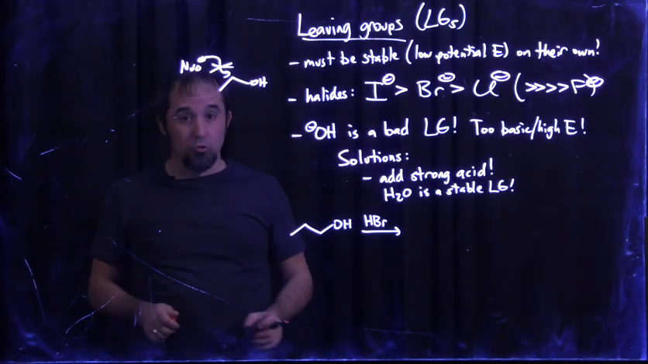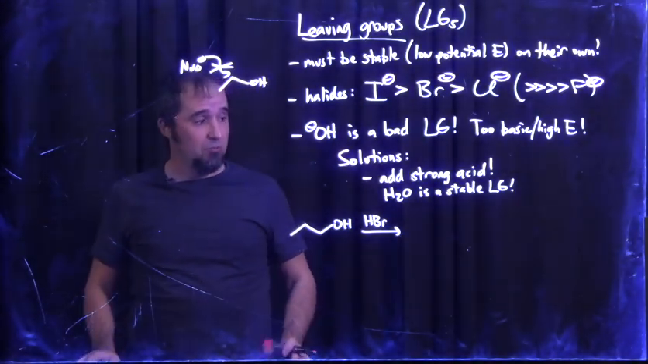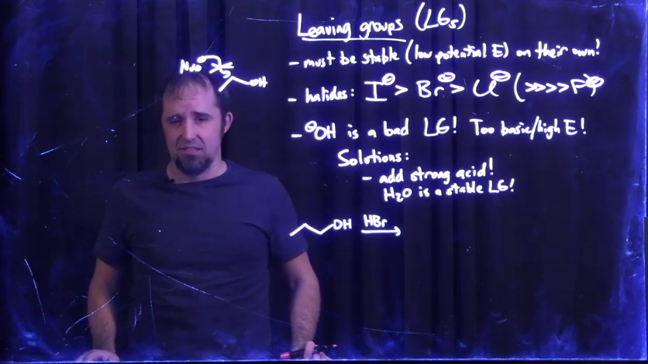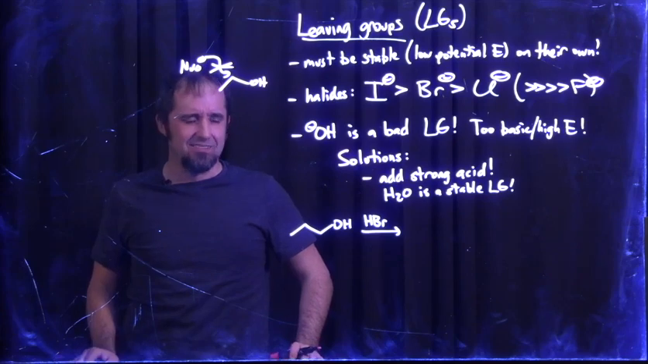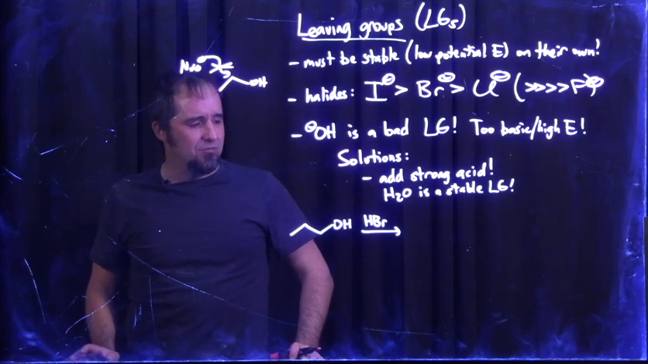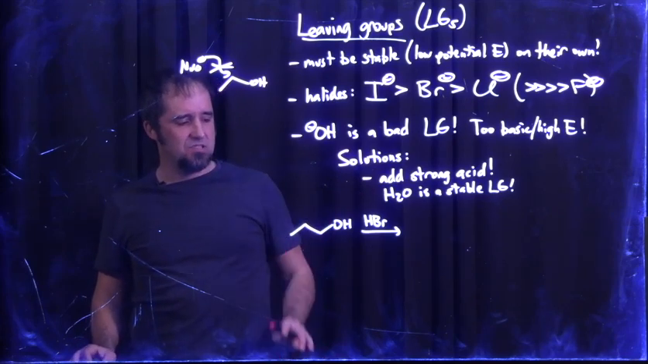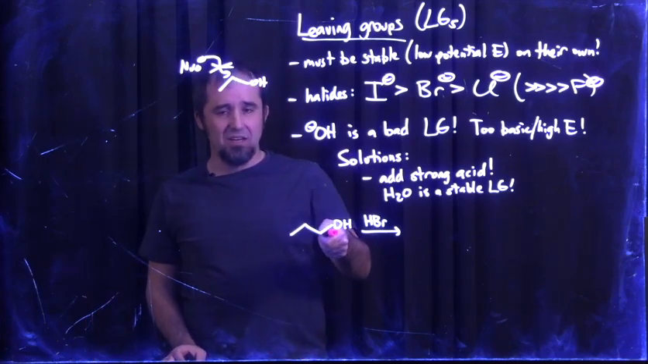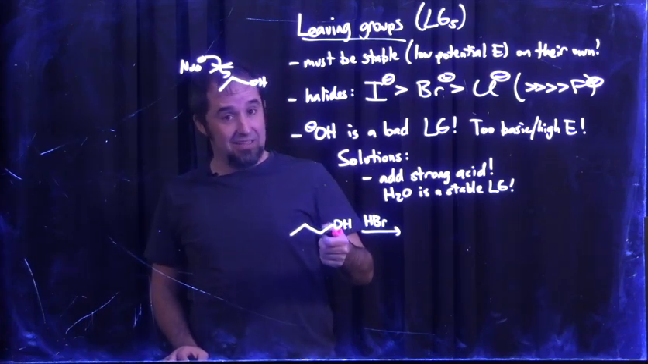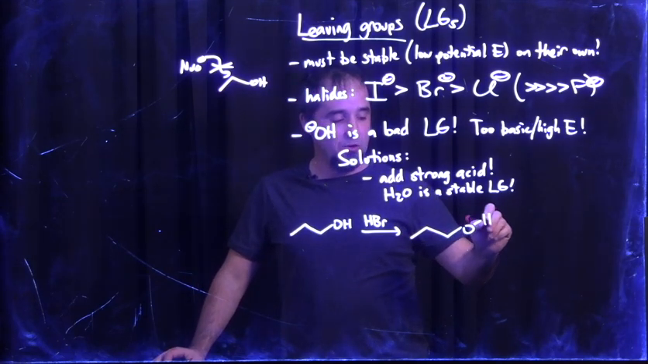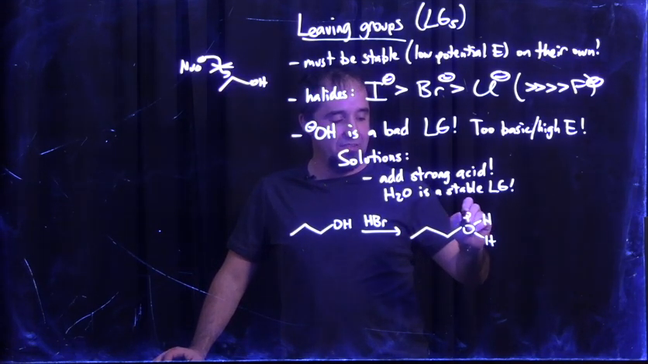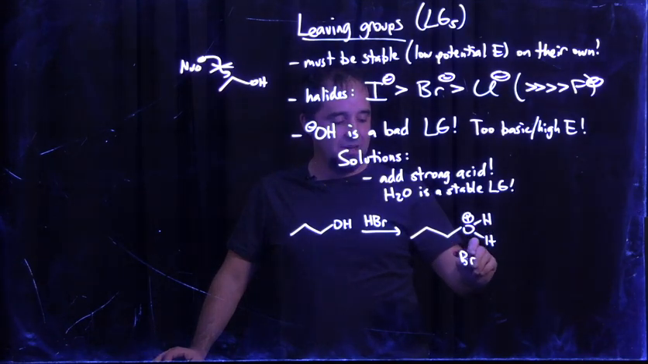So one brute force way we can solve this problem is to add strong acid, strong in the 116 sense, so HBr, HCl, something like that. The reason for that is that when I treat this with strong acid, I'm going to protonate the oxygen. It's not a good base, but it doesn't need to be a good base to do this. And then I'm going to end up with an OH2 on the end of this, and a Br minus.